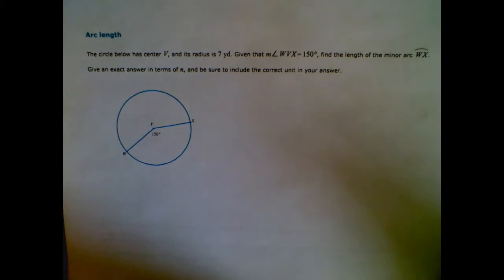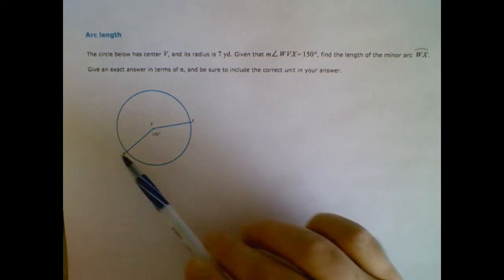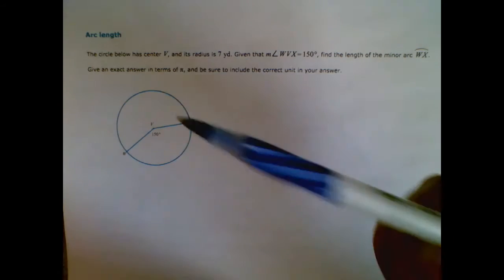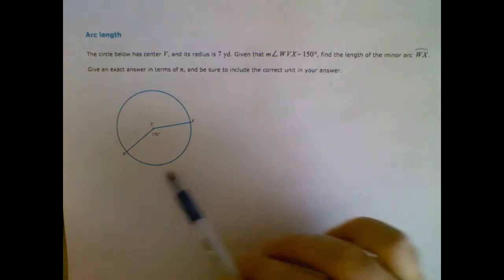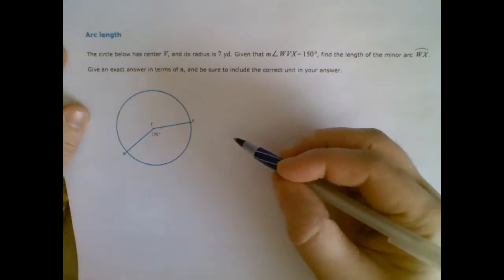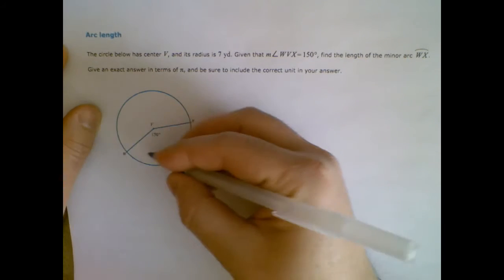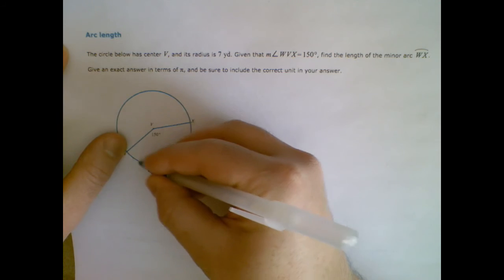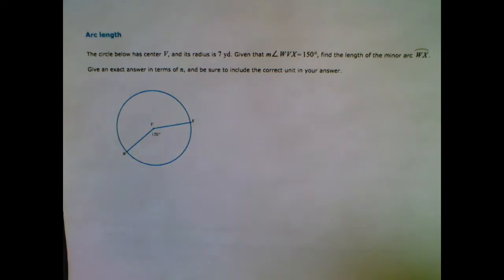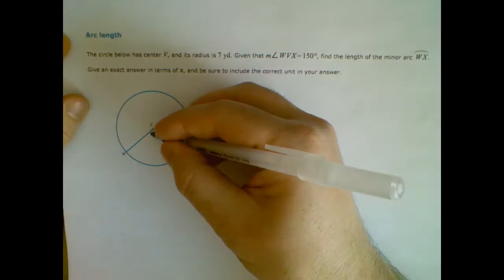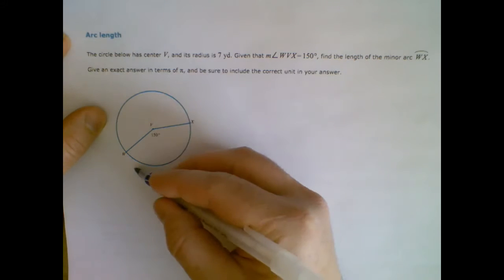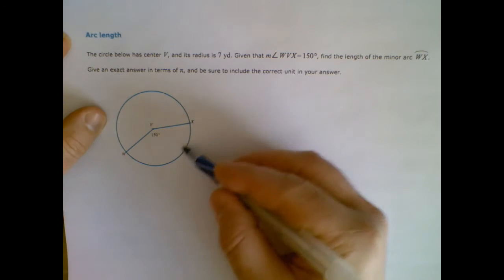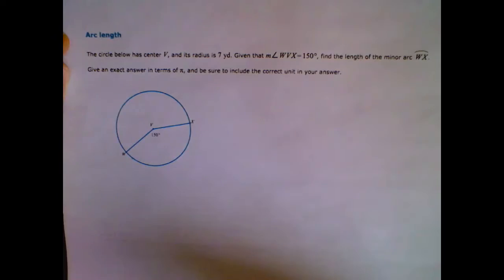So what arc length is, it's a piece or a part, whatever you want to call it, of the circumference of the circle. If we imagine this is a big circular fence, how far would the fence go from here to here? When we looked at central angles, we talked about it in terms of degrees. So this is 150 degrees and this is a central angle. Now we're going to talk about it in terms of actual length.